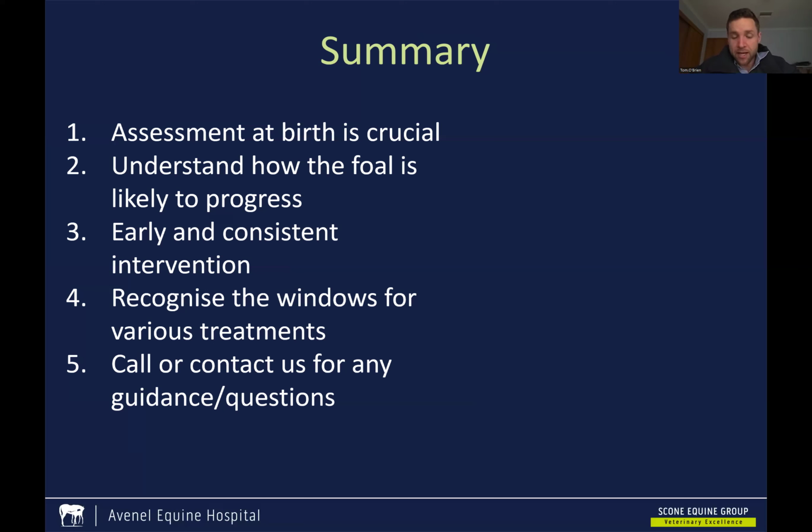And then the last thing is that if you have any questions, or you want to send a photo or an email or something like that, and just get an opinion on something, or want a second set of eyes, we're always more than welcome to form new relationships and give our opinion on things. And that's something that obviously we don't charge for. It's just part of what we do in the veterinary profession.